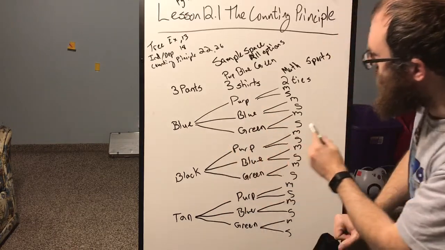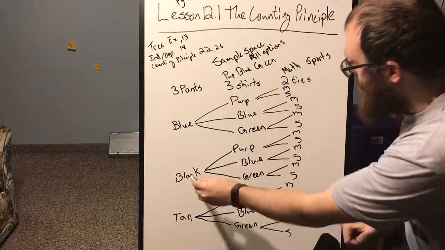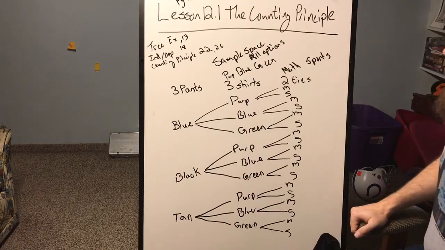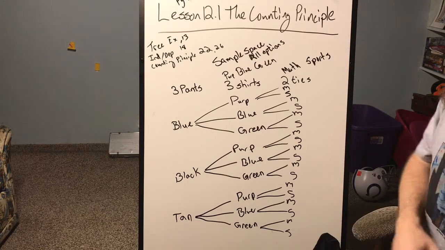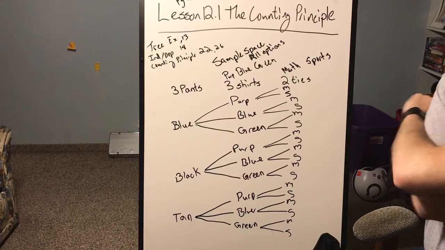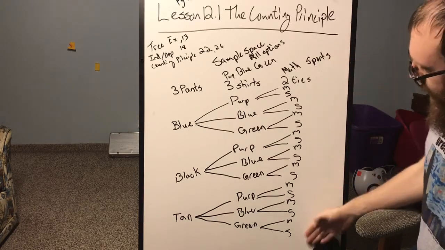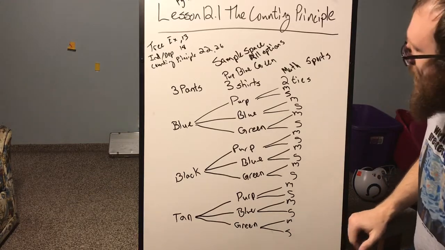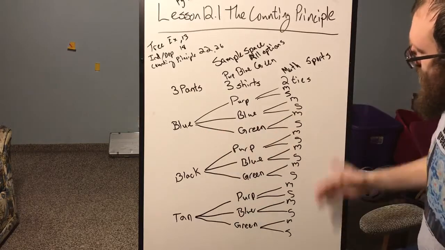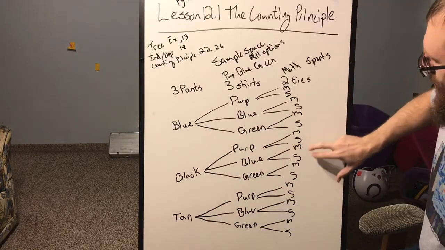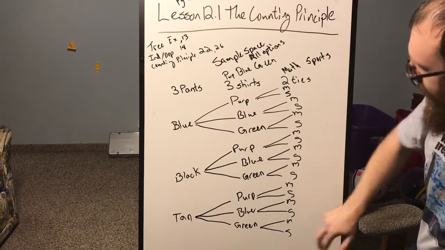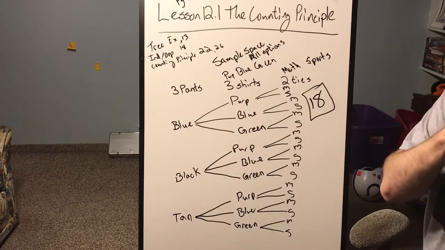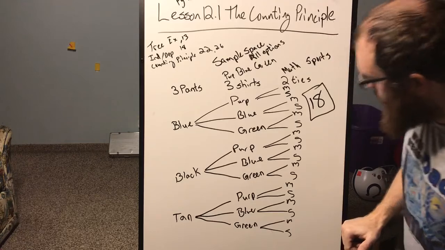Maybe blue pants, green shirt, and math tie, or black pants, blue shirt, sports tie, or tan pants, purple shirt, math tie. These are all possible options that I have when I'm going to get dressed this morning. And if I just look at the last column of my tree diagram, I can figure out exactly how many different options I'll have because they all branch to this point. So I have 2, 4, 6, 8, 10, 12, 14, 16, 18 different options of outfits that I can create from this combination of events.